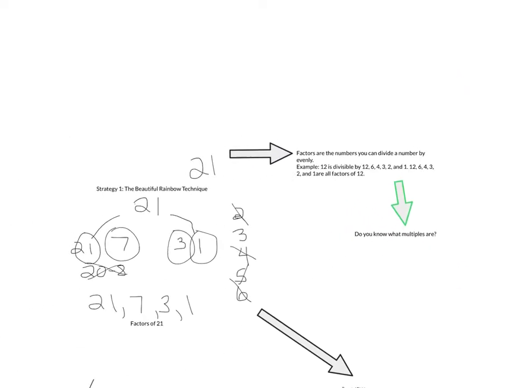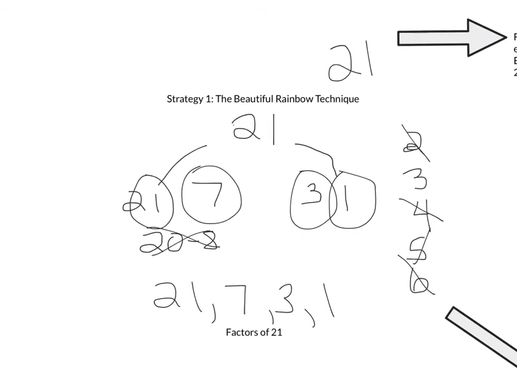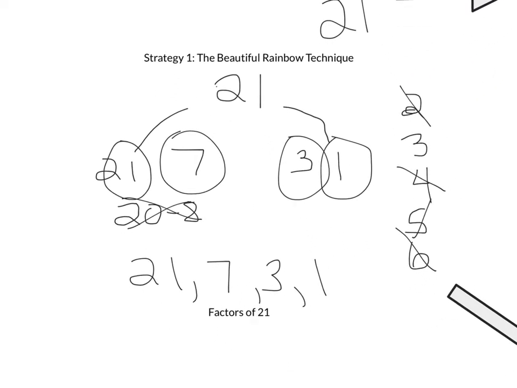So now I want to jump back over here to the number 21. There are two strategies that I was able to come up with, and I want to share them with you really quickly. Strategy number one is called the beautiful rainbow technique. I'm going to walk you through how to do it. You place the number that you're interested in. So I put 21 up here, and you can see this beautiful rainbow that happens right here.